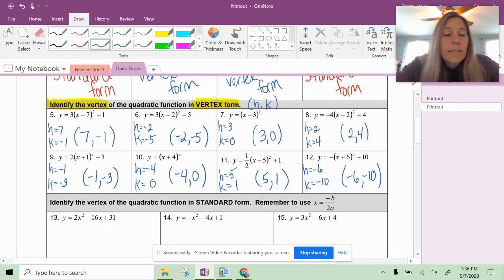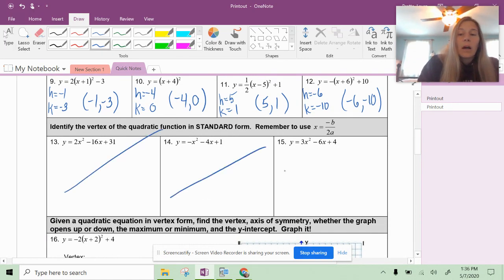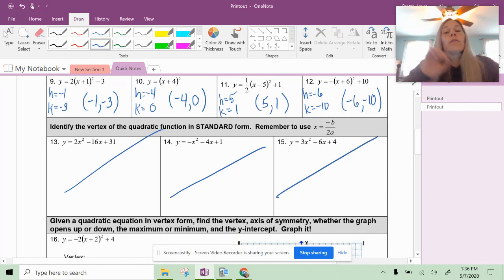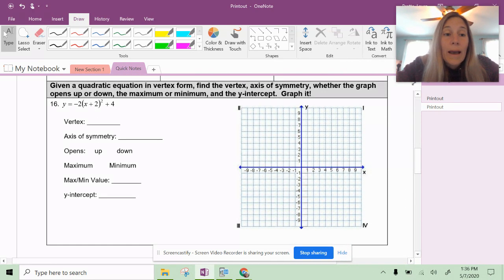Okay, we are going to skip over numbers 13 through 15. We're going to get to that next week because we haven't done graphing in standard form yet. So I'm going to wait till next week to get into that a little bit. So we're just going to go back down to number 16, and we're going to review the graphing.